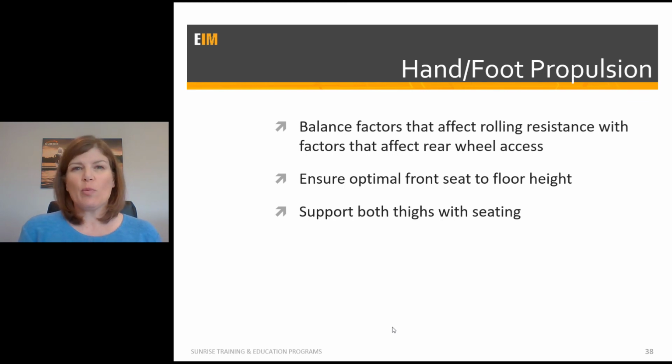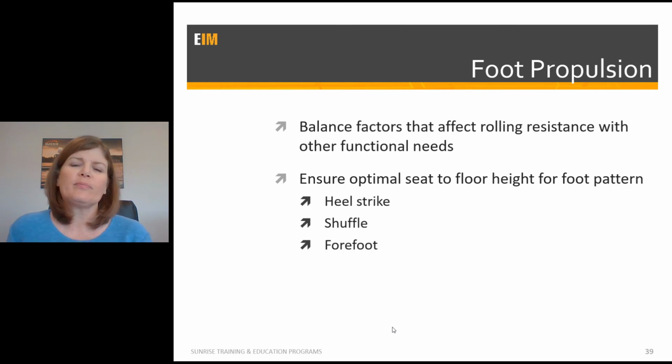We need to ensure that we're looking at an optimal seat to floor height, nothing too high or too low for the individual client. And for that individual that does hand and foot propel, we want to make sure that if the client does have two lower extremities, that we are supporting both thighs with the seating if we do have one foot on a lower leg assembly or on a hanger or foot support.